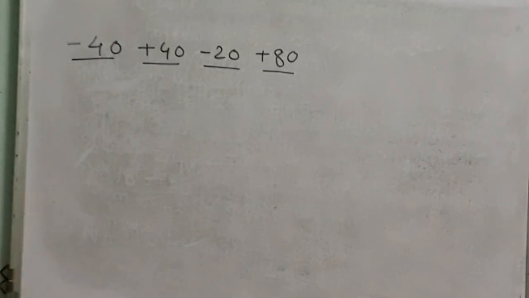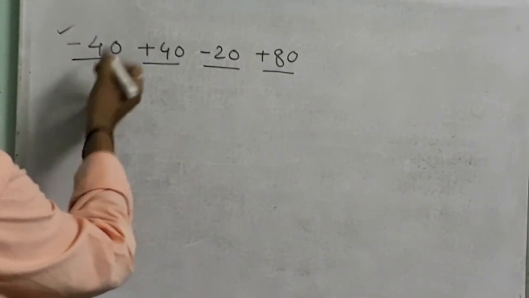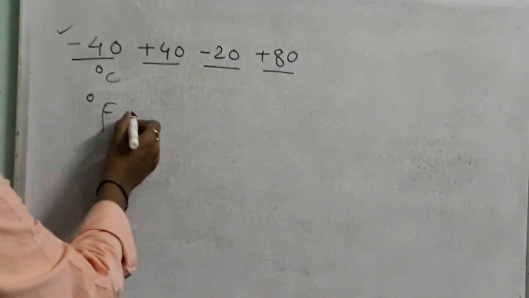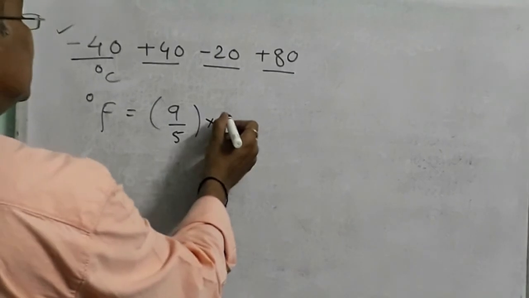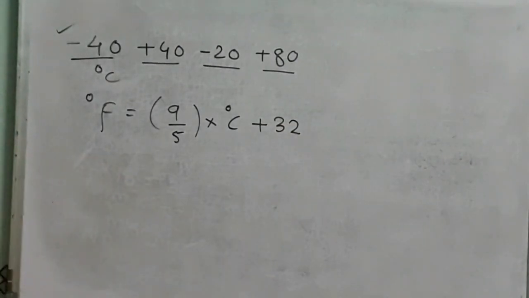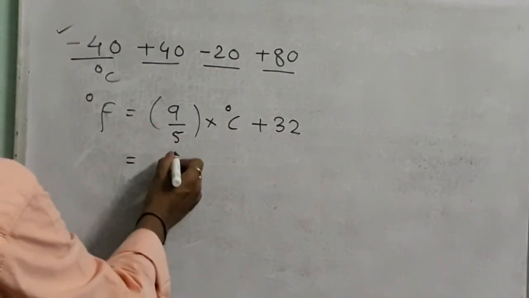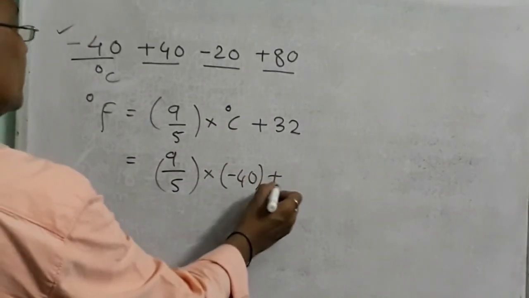So friends, you should know the formula. Let's start with the first option. We can consider this as a degree centigrade value and try to convert it into degree Fahrenheit. So degree Fahrenheit is equal to 9 by 5 multiplied by degree Celsius plus 32. We have seen this formula just before in the temperature properties. Now this degree centigrade is minus 40. So substitute that value: 9 by 5 into minus 40 plus 32.